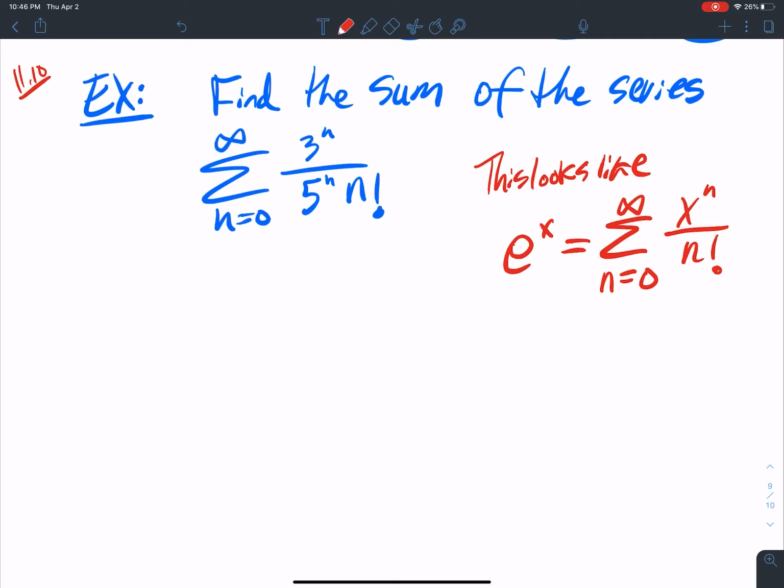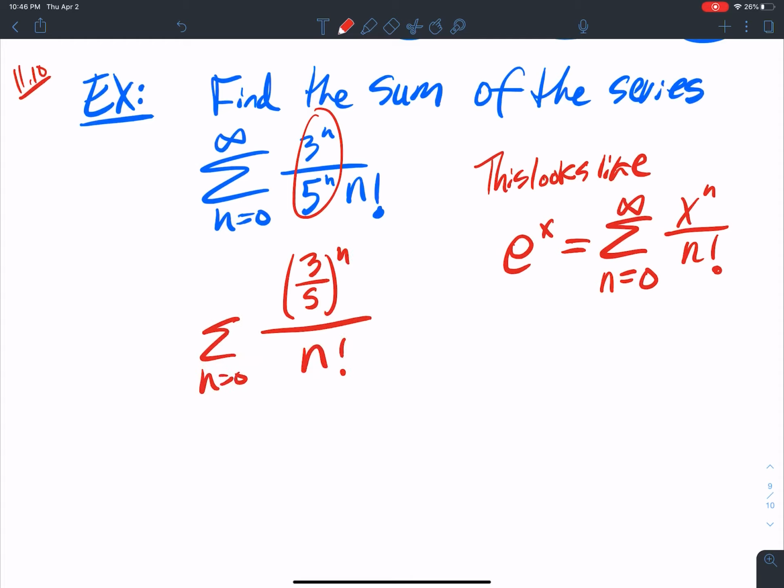Okay, well, I've got something to the n, right? This is really like the sum, n equals 0 to infinity, of (3/5) to the n over n factorial. So what does this equal? What does this sum to? This sums to e to the 3/5. Why does it sum to that?